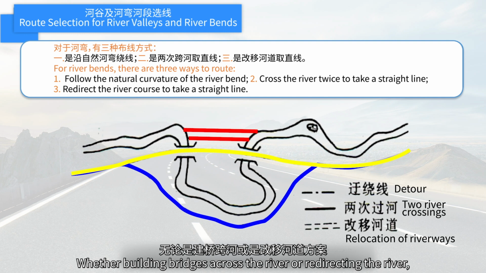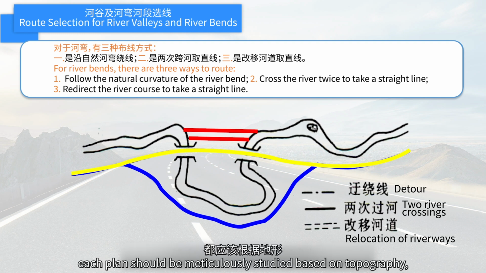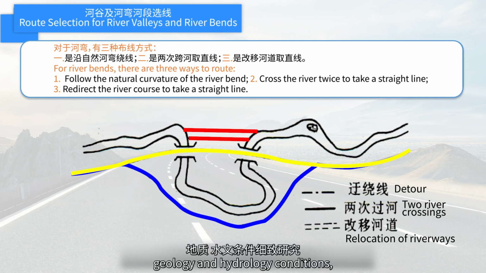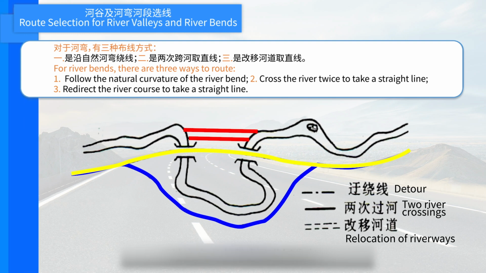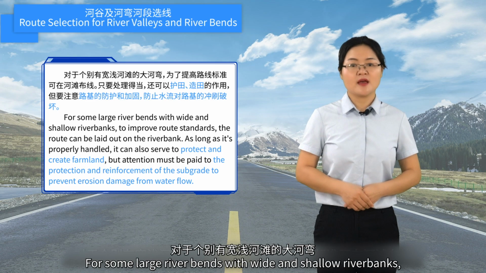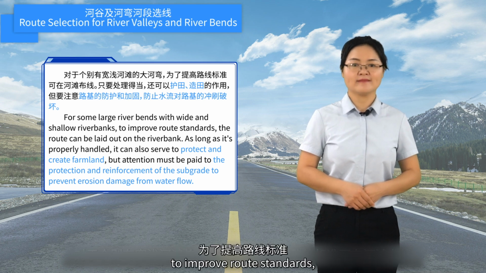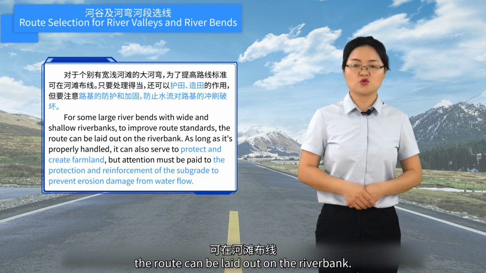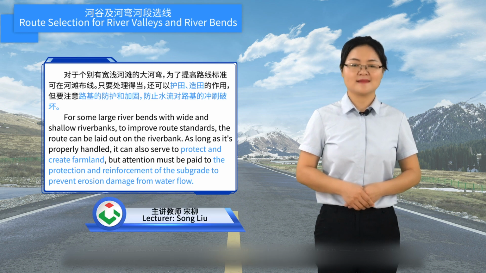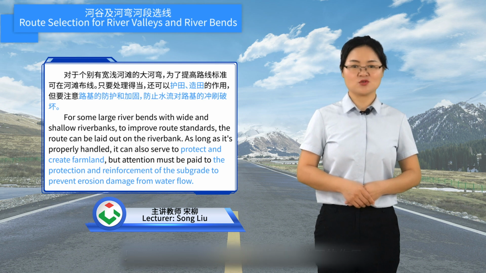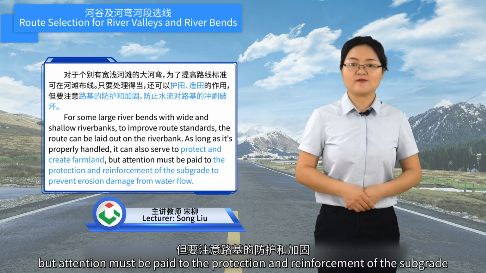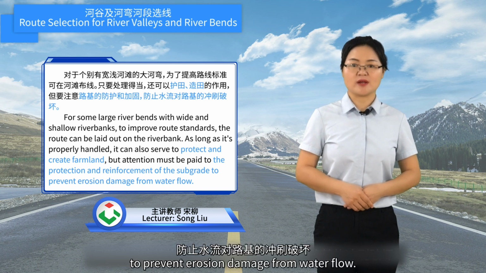Whether building bridges across the river or redirecting the river, each plan should be meticulously studied based on topography, geology, and hydrologic conditions, and combined with agricultural water conservation construction. For some large river bends with wide and shallow river banks, to improve route standards, the route can be laid out on the riverbank. As long as it's properly handled, it can also serve to protect and create farmland. But attention must be paid to the protection and reinforcement of the subgrade to prevent erosion damage from water flow.